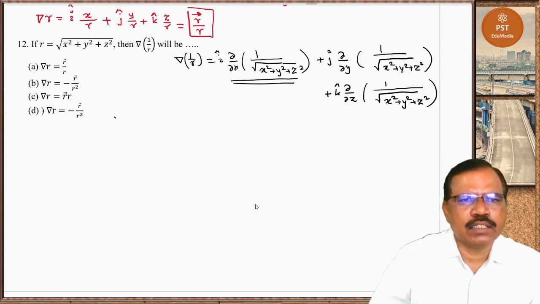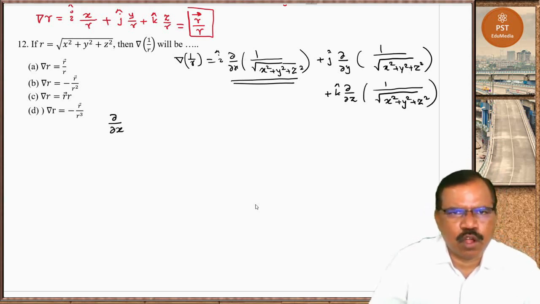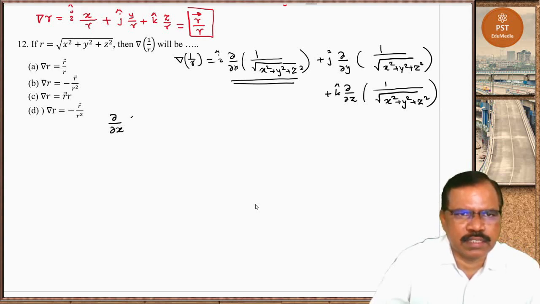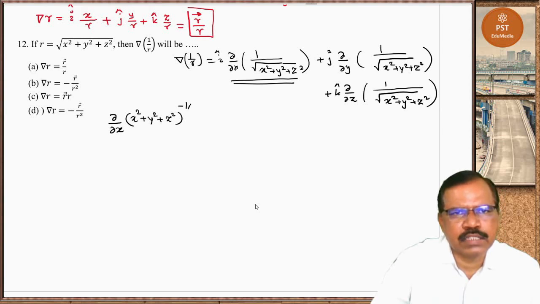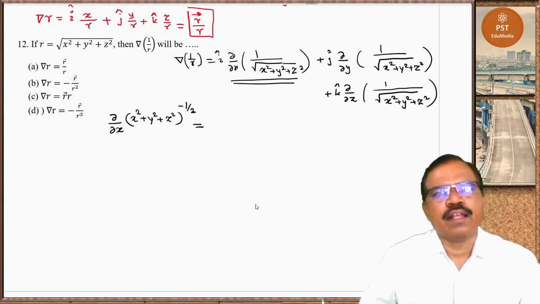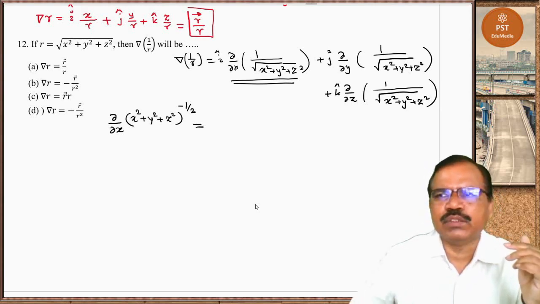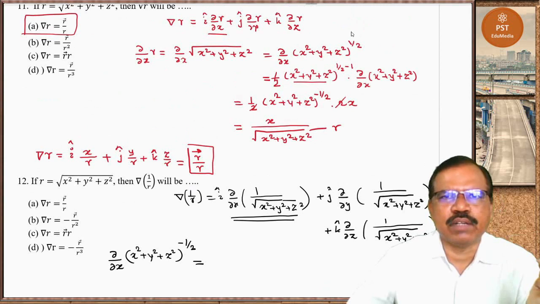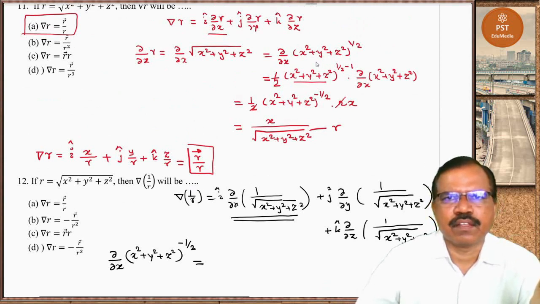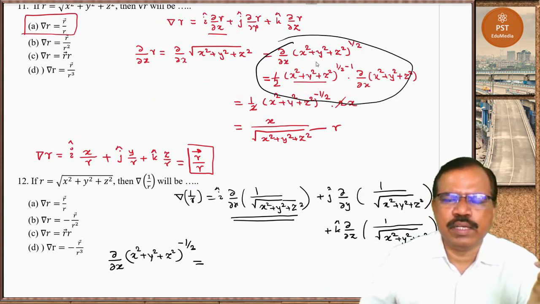Now we find this first. So here the first one is what? The partial derivative with respect to x of 1 upon root of x square plus y square plus z square. So we can write it as (x square plus y square plus z square) raised to minus 1, I have taken it at the numerator. Now we have seen earlier here, what is the power? The power is minus 1. So you have to go by this, only you have to take power minus 1.